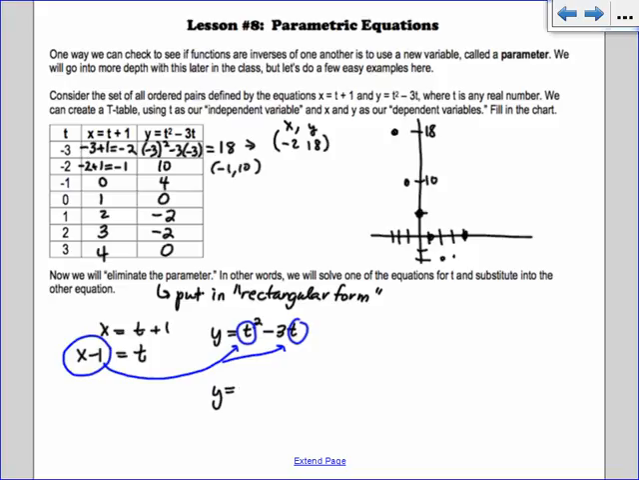So we're going to have y equals (x minus 1) squared minus 3 times (x minus 1). All right, and we can square it out. If we FOIL, we get x squared minus 2x plus 1 minus 3x plus 3. So we get the parabola y equals x squared minus 5x plus 4.